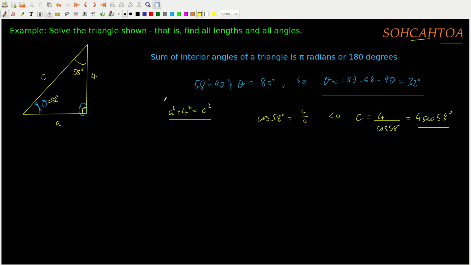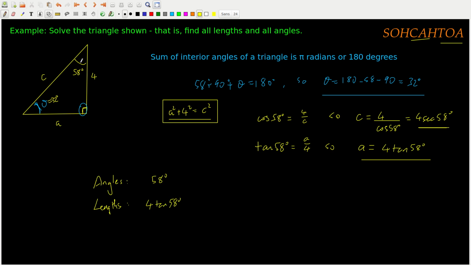Again, we could go back to the Pythagorean theorem and plug in what c is, or we could just use the fact that we know 58 degrees, and we know the adjacent length, and we want to know the opposite length. Something that links those two is tan, because tan of 58 degrees is equal to opposite over adjacent. The opposite is a, the adjacent is 4, and so solving for a, a is 4 times the tan of 58 degrees. And those two things together tell us everything about the triangle.